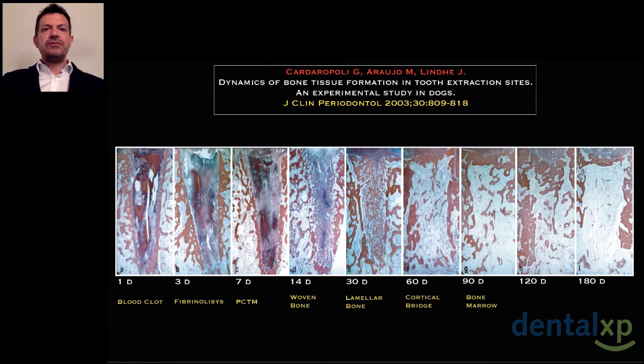And we can see that right after tooth extraction, after 1 day, the socket is filled with a blood clot. After 3 days, we have fibrinolysis. After 7 days, the socket is filled with a provisional connective tissue matrix that after 14 days is replaced by the first stage of mineralized tissue, that is the woven bone. And after 1 month in dogs, we have the peak of mineralization, with this image showing the presence of lamellar bone 1 month after tooth extraction.